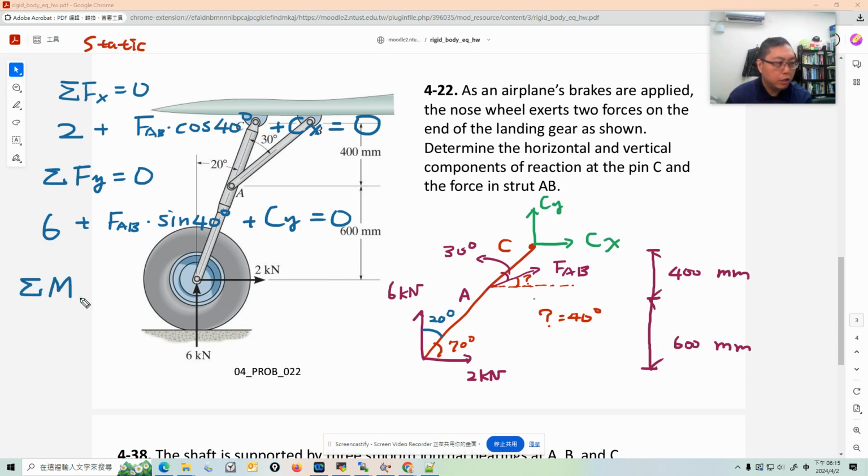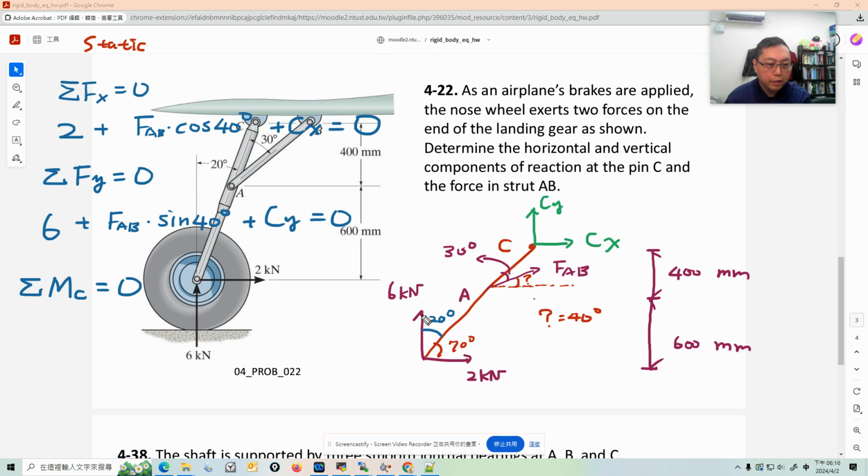For this equation, I use C as a reference point to calculate the total moment of the system. If we use C as a reference point, we don't have to consider the moment created by CY and CX, because these two forces act at this reference point, so there is no moment arm. The difficulty of this problem is calculating the moment.